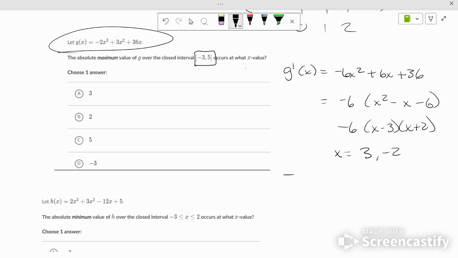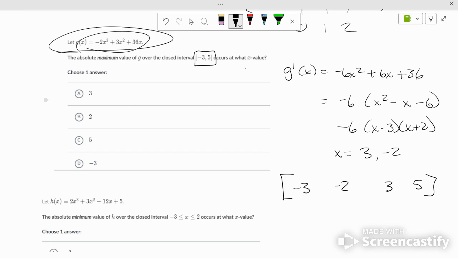So I have to check negative 3, negative 2, 3, and 5 on this. I have to check all those numbers. So I put all of them into, well, I suppose I could put them into the original function and find the maximum value. What's the biggest value? So stick a negative 3 into here. Stick a negative 2 into here. Stick a 3 into here. Stick a 5 into there. And figure out which one gives you the biggest number.